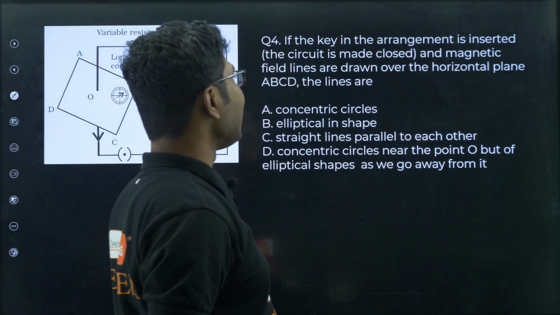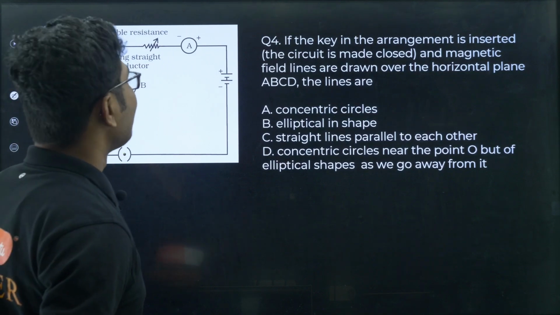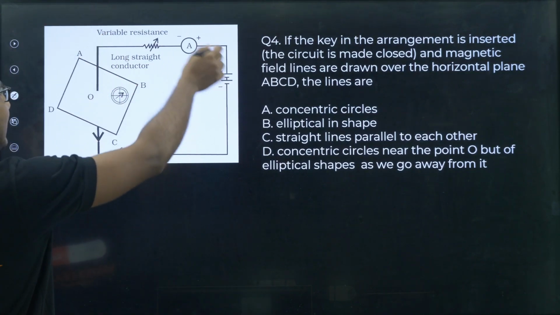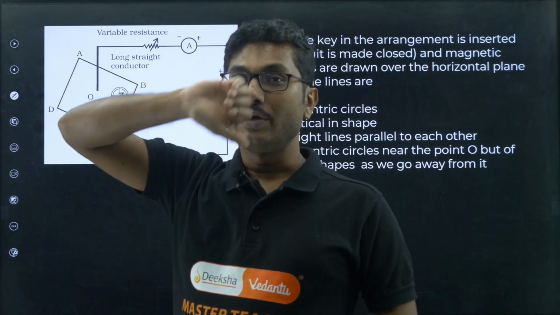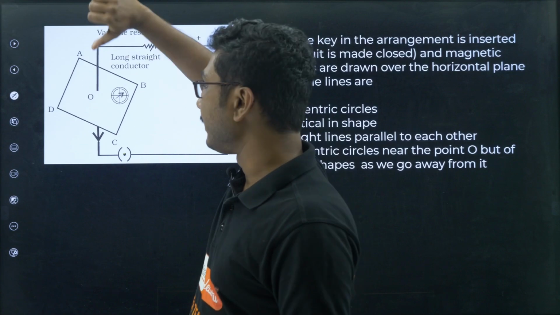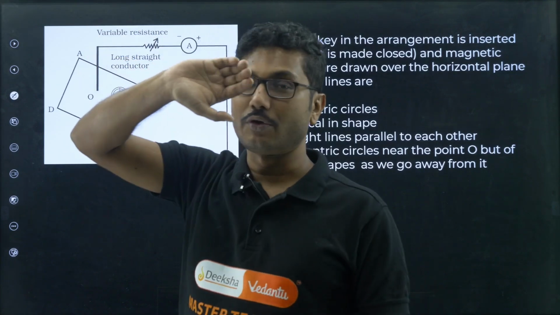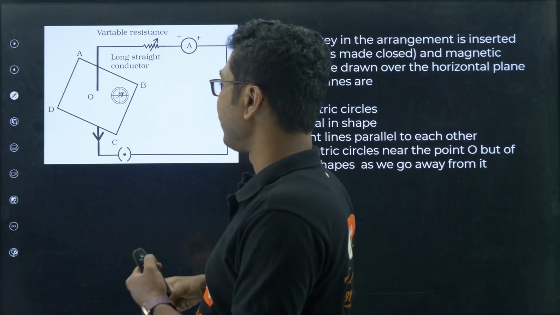Okay, the magnetic field lines are drawn over the horizontal plane ABCD. The current is flowing in the circuit in this direction, so what will the field lines be? We know we have to apply the right hand thumb rule. You have to put your thumb in the direction of the current, and if you curve your fingers around it, then that curve will represent the direction of the magnetic field.